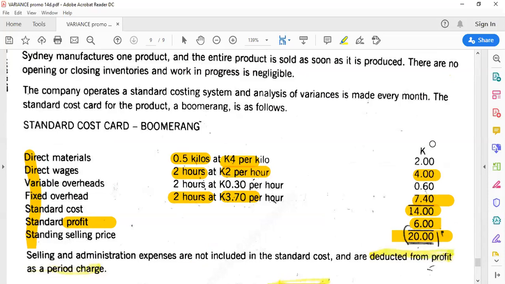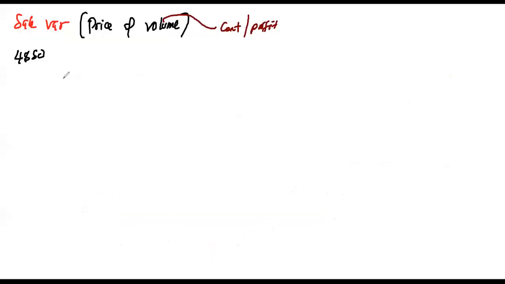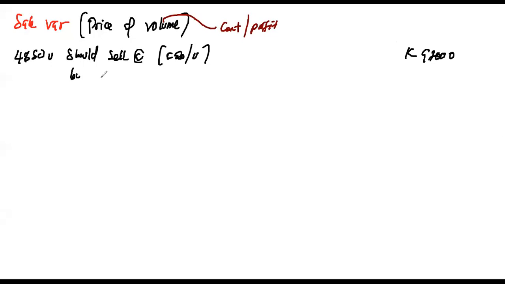So let's go. 4,850 units should sell at how much? According to the budget, it is 20 kwacha per unit. So how much money are we expecting from those units? 97,000 kwacha. Okay, but did make how much?